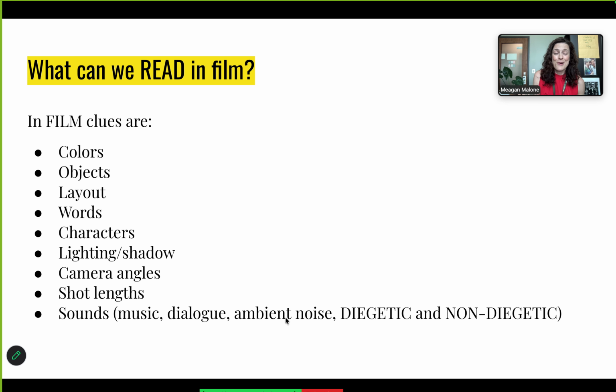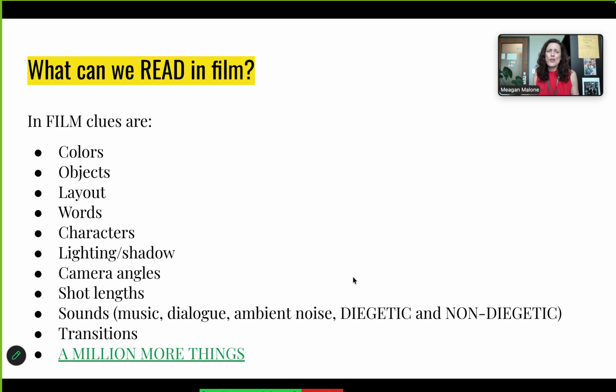This is one of those film words. Diegetic means in the world of the film. Can we hear it in the world of the film? If they're playing a song, is it something that the characters can hear? Or is it non-diegetic, meaning it's outside of the world of the film and it's just for the film viewers? So there are lots of things to pay attention to. We can also look at the transitions as a clue for what's happening and how we can interpret it. And there are a thousand more things, like mise en scène and editing.